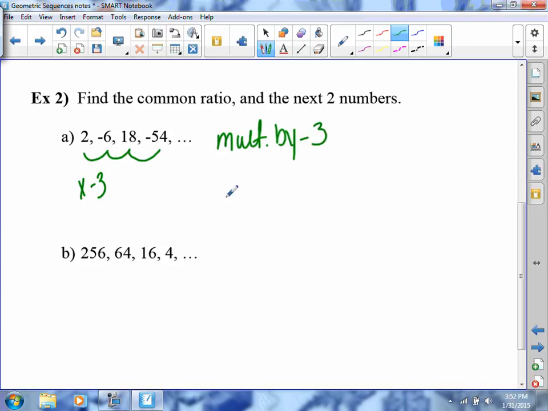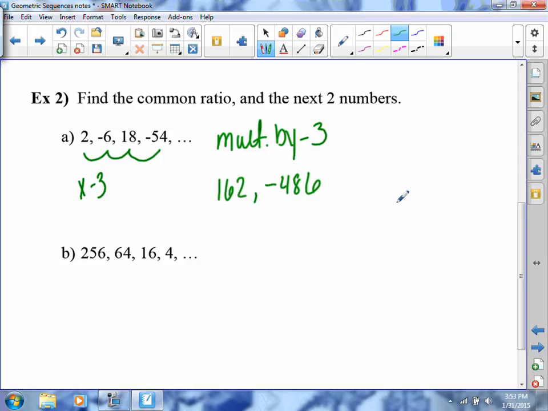And then we have to find the next two numbers. So we would take 54 times negative 3, and we would get 162. And then we would multiply that by negative 3, and we would get negative 486. So those would be our next two terms.